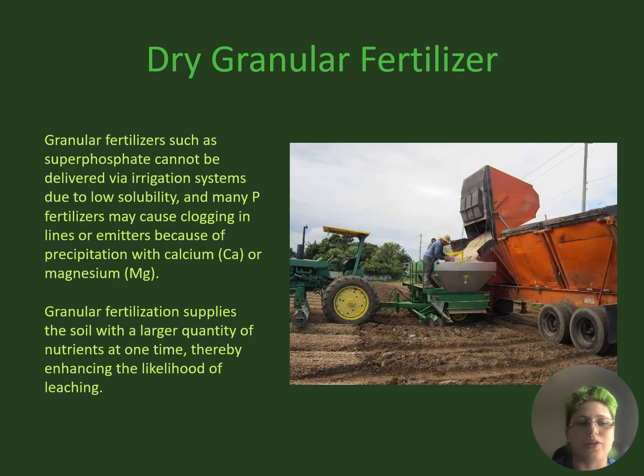Dry granular fertilizer. Granular fertilizers such as superphosphate cannot be delivered via irrigation systems due to low solubility, and many phosphorus fertilizers may cause clogging in lines or emitters because of precipitation with calcium or magnesium. Granular fertilization supplies the soil with a large quantity of nutrients at one time, thereby enhancing the likelihood of leaching.